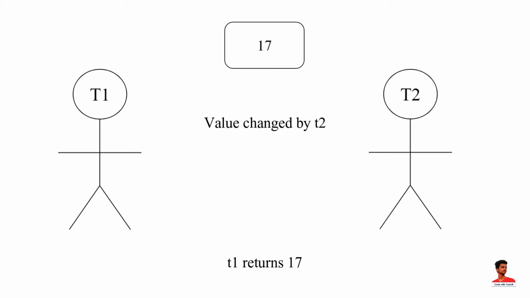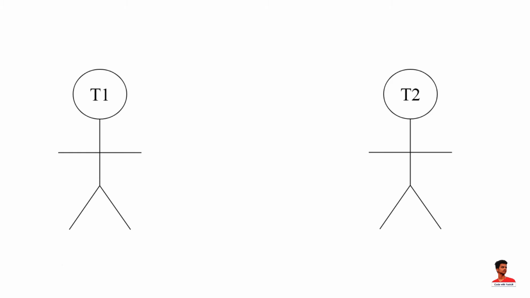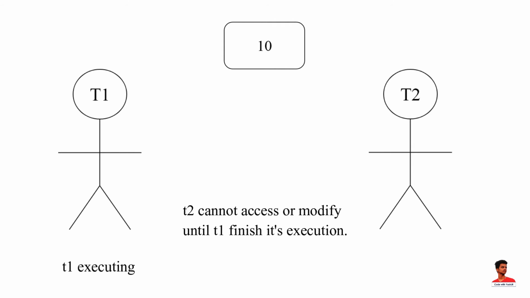To prevent such problems, synchronization was introduced. With synchronization in this example, once T1 starts using file, this file will be locked and no other thread will be able to access or modify it until T1 returns.